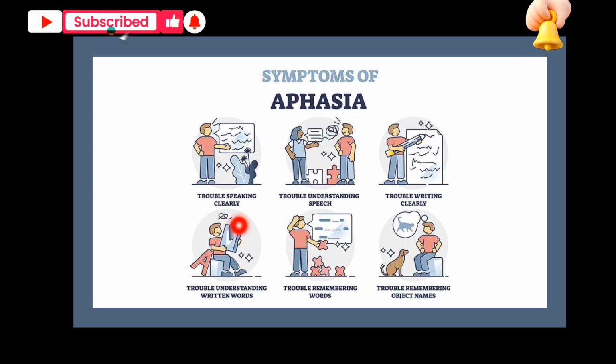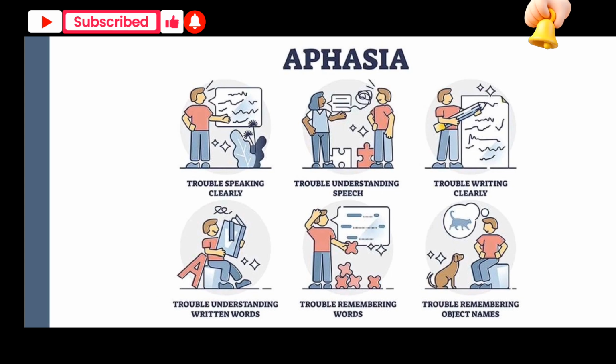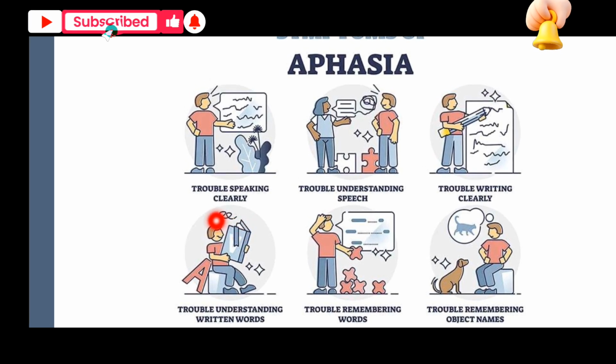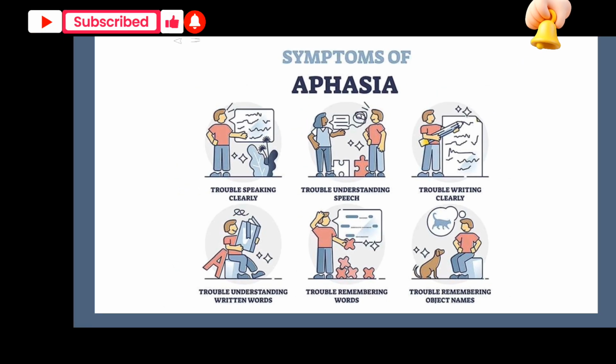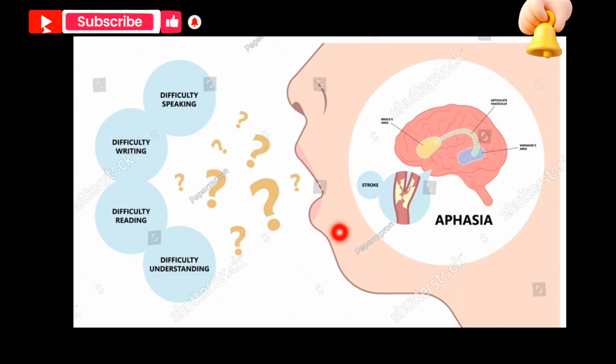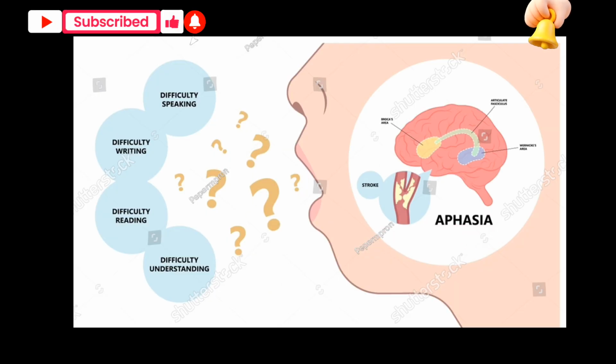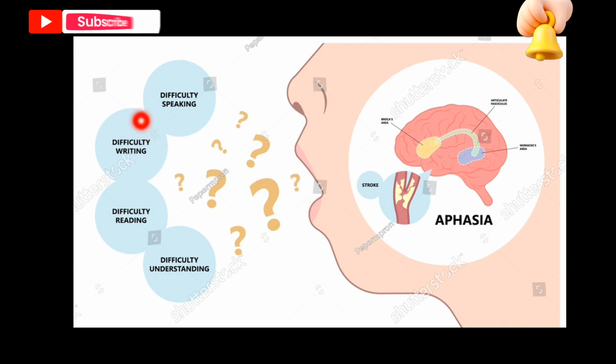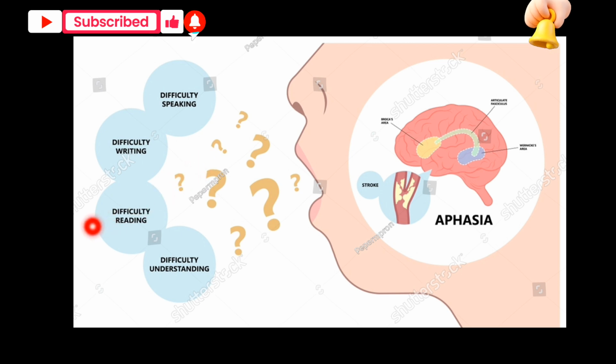Symptoms of aphasia. If you are suffering from aphasia, the symptoms can be trouble speaking clearly, trouble understanding speech, trouble writing clearly, trouble understanding written words, trouble remembering words, and trouble remembering object names. Aphasia, you can see here different types of aphasia, and difficulty speaking, difficulty writing, difficulty reading, and difficulty understanding.